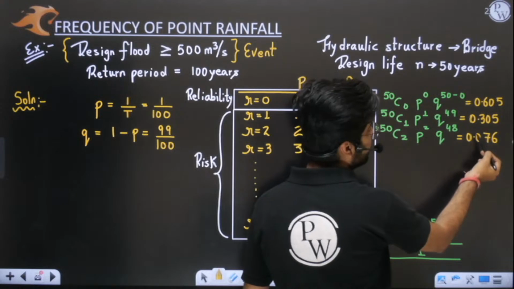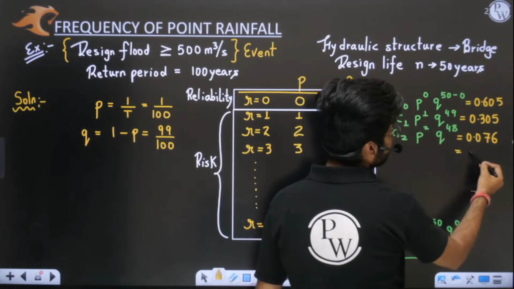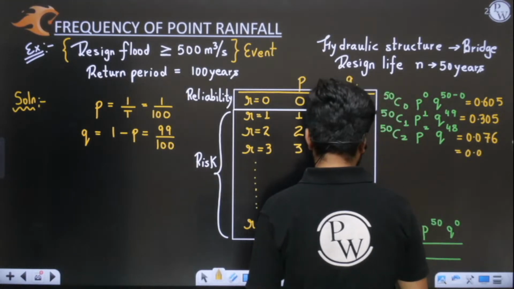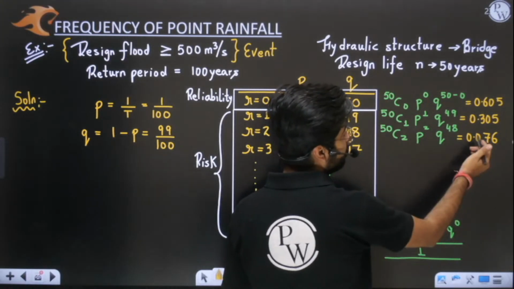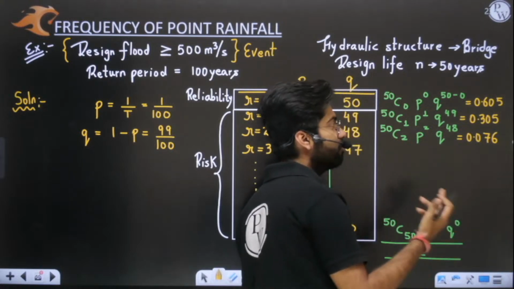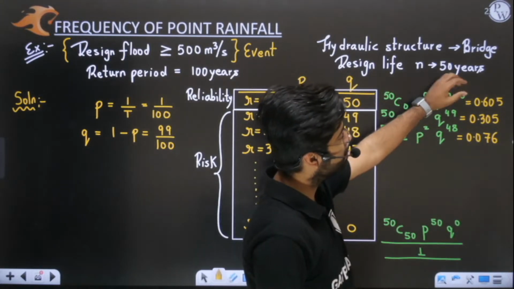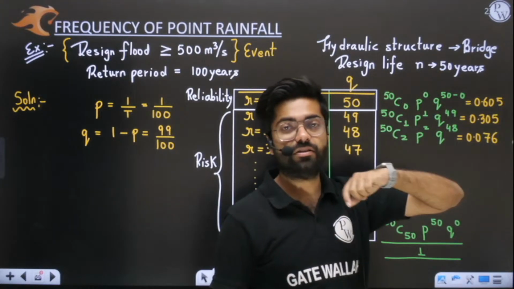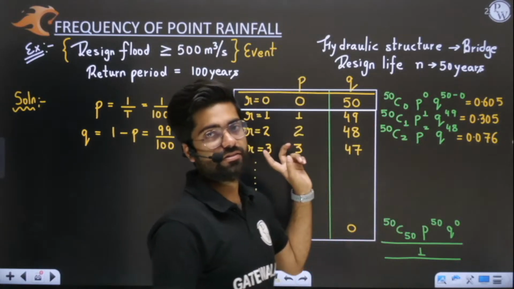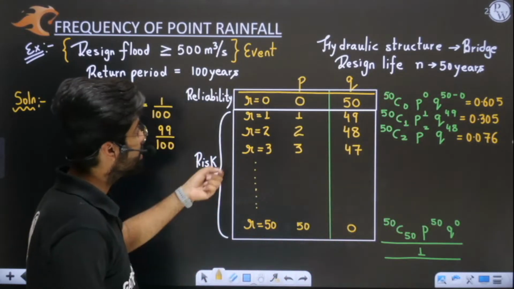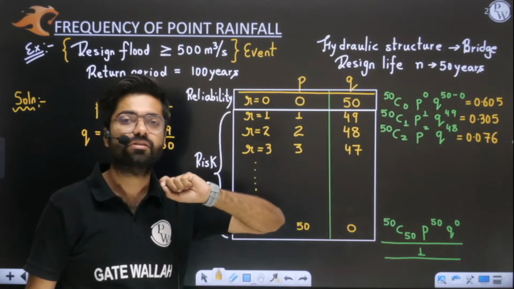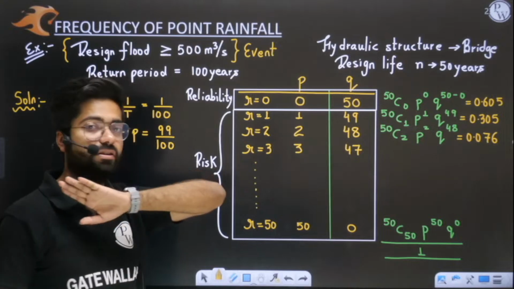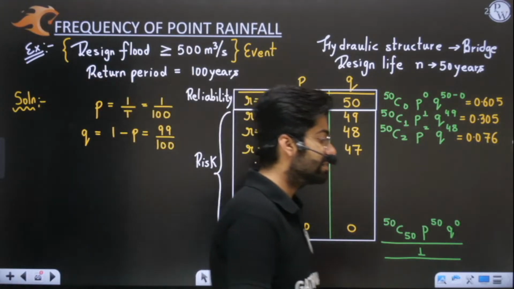This probability is decreasing. When you find the next one, it will be 0.00. When you calculate probabilities for the next cases, it will be even lower, and when you sum it up, it will be equal to 1. So you can see the probability is highest for the first case, when we have the occurrence of flood for the least number of times. In this first case, our flood is not occurring even a single time. That case has the highest probability.